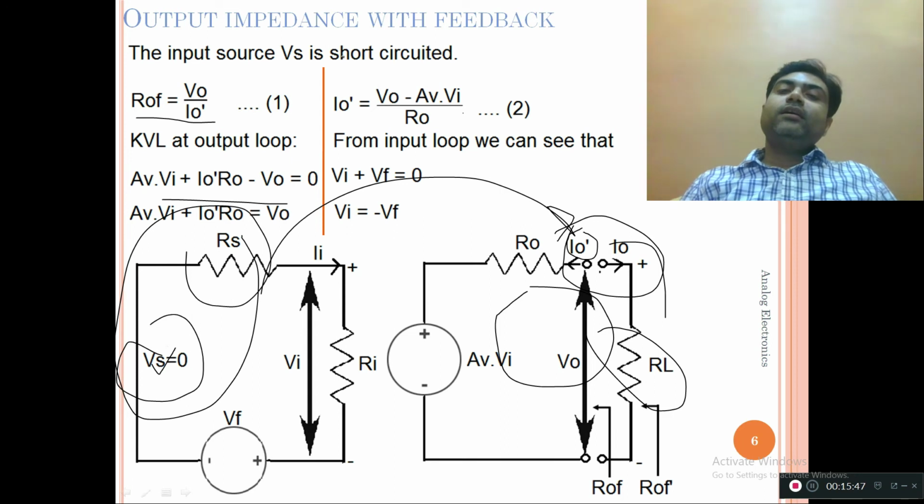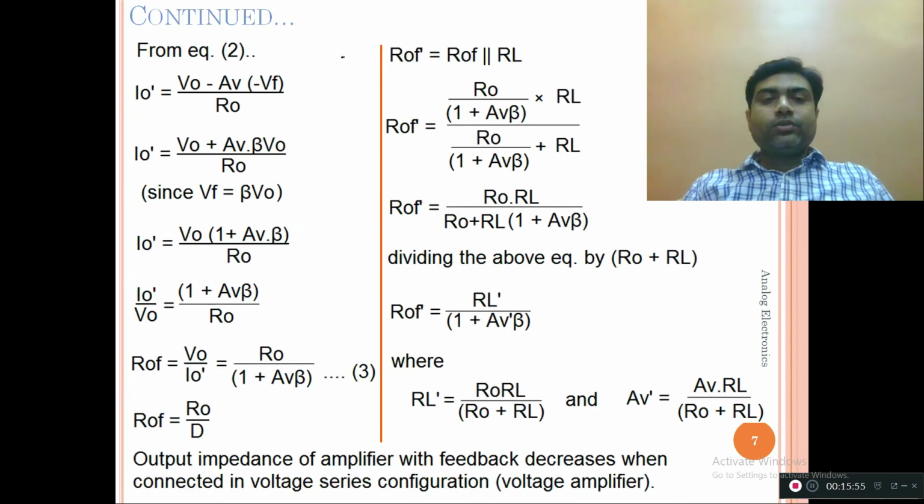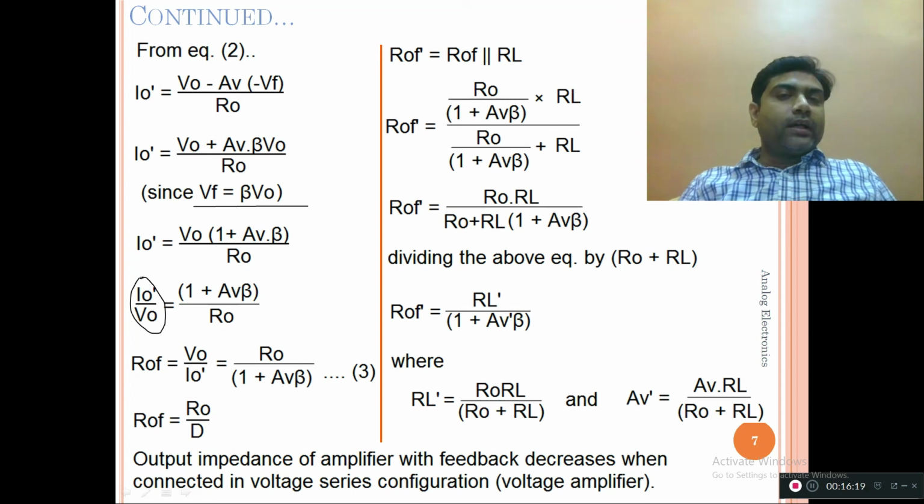So Vi here is represented in terms of the feedback voltage, and by equation we can easily write Vi equals minus Vf. Since Vf equals beta into V naught, we replace the value beta into V naught here, taking V naught common, I naught dash upon V naught. What does I naught dash upon V naught give me? It gives me the admittance, current upon voltage. I want to calculate the impedance, so I just reversed this value. So V naught upon I naught dash can be written as Rho upon 1 plus AV beta.